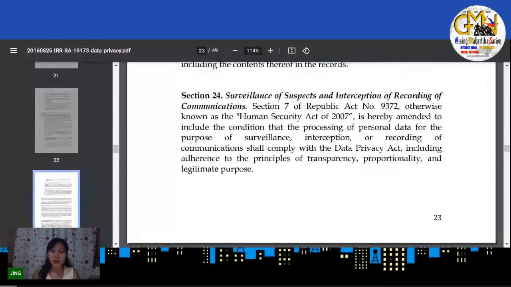Section 24, Surveillance of Suspects and Interception of Recording of Communications. Section 7 of Republic Act No. 9372, otherwise known as the Human Security Act of 2007, is hereby amended to include the condition that the processing of personal data for the purpose of surveillance, interception, or recording of communications shall comply with the Data Privacy Act, including adherence to the principles of transparency, proportionality, and legitimate purpose.